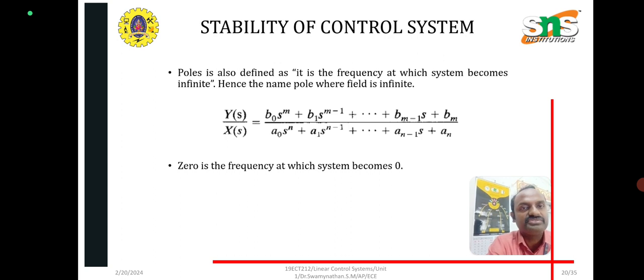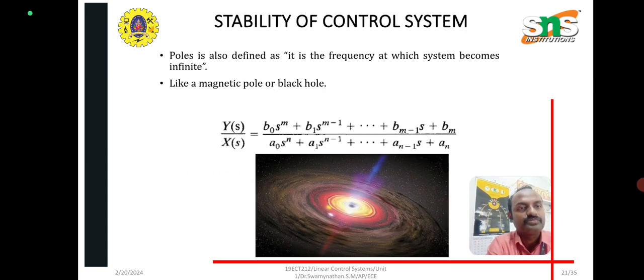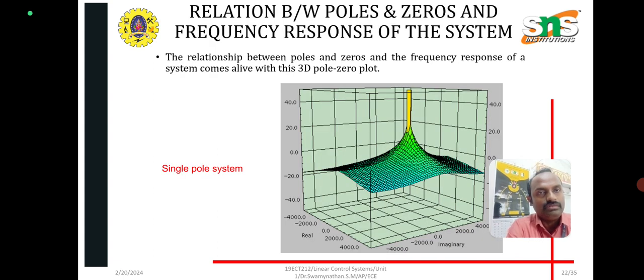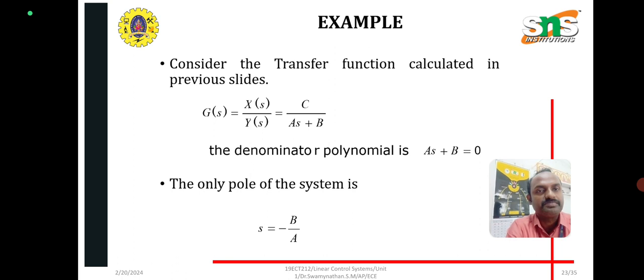So a zero is the frequency at which the system becomes 0. And a pole is defined as the frequency at which the system becomes infinite, like a magnetic pole or black hole. So this is the relation between poles and zeros in a single pole system. Following the example, X(s) divided by Y(s) is c divided by as plus b. So setting the denominator polynomial equal to 0 means s is equal to minus b by a.